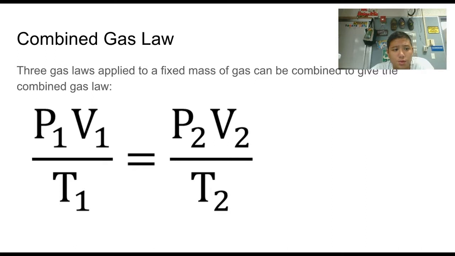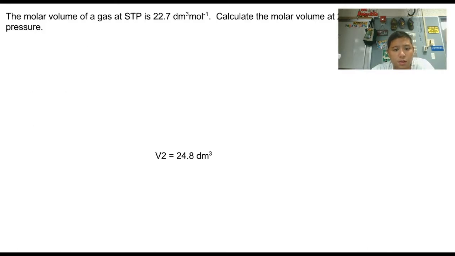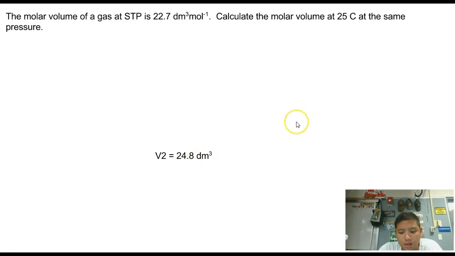We can combine those 3 gas laws to get the combined gas law, which is P1 V1 over T1 equals P2 V2 over T2. So let's take a look at a problem. One of the animations didn't work, but let's take a look.